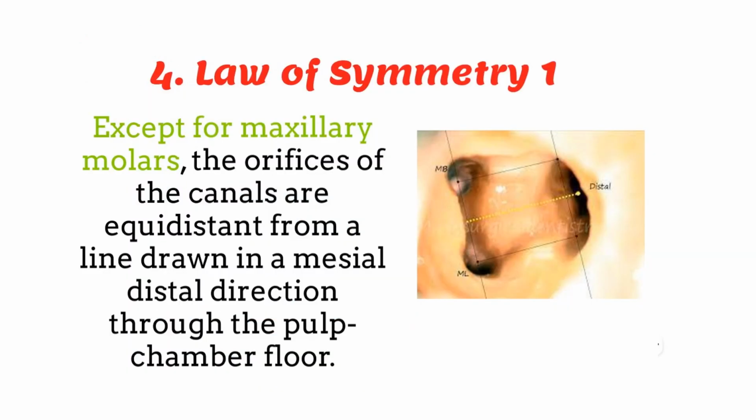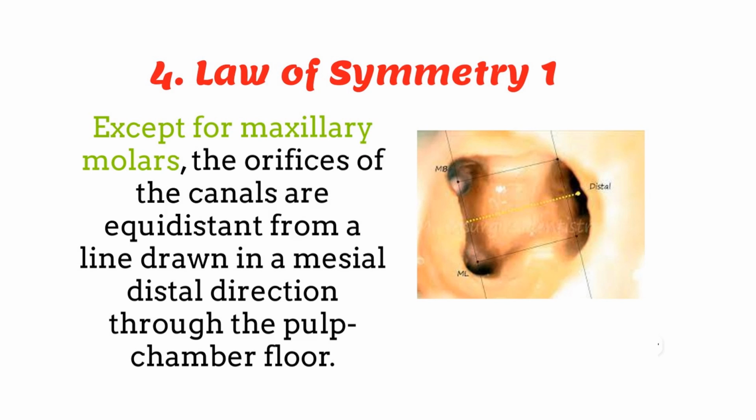The fourth law is the law of symmetry 1, and in this law there is an exception: maxillary molars. Except for maxillary molars, all your orifices will be located at an equal distance from a line drawn in the mesiodistal direction through the pulp chamber. So if you draw a line from the mesial towards the distal part, your root canal orifices will always be located at an equal distance from that line.